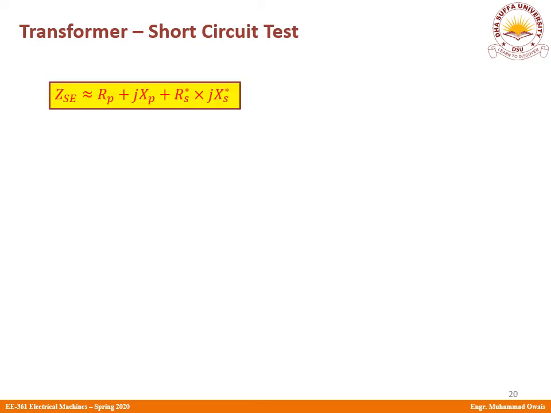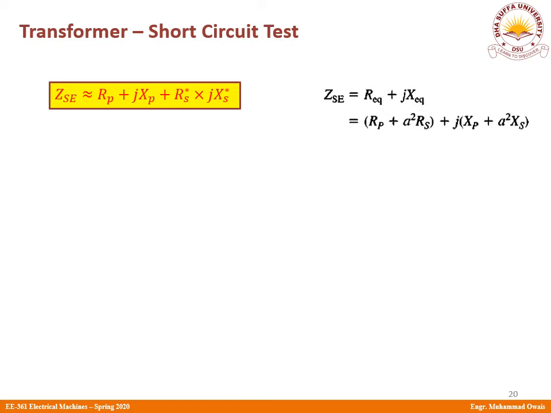And as discussed in the previous slide, the resistances simply add up together. So we have some resistances which are in series with each other. This is the simplified impedance: Rp plus jXp plus Rs' plus jXs'. Again, the prime actually refers to the resistance which has been referred to the primary side, and the same is the discussion about the secondary reactance.